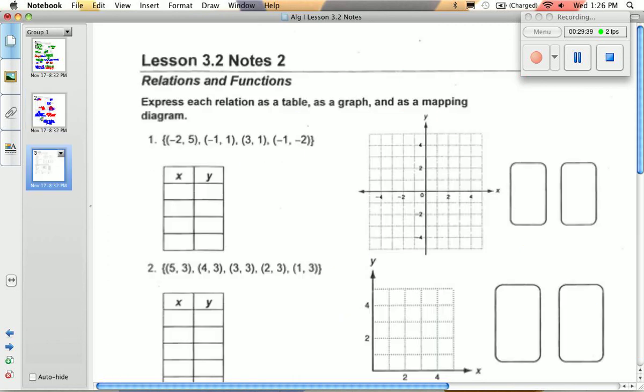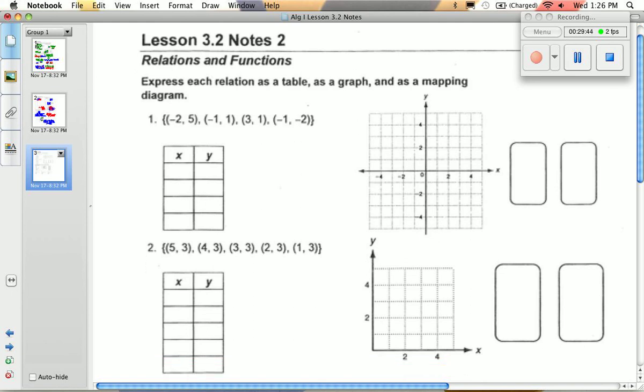Okay, let's go on. We got about 10 minutes to finish up here, and we got more to do. Okay, express each relation as a table, as a graph, and as a mapping diagram. So when it's in a table, the x's and y's need to stay together. In a table, we're going to put the x values in numerical order from least to greatest. So do that first. List your x values in numerical order from least to greatest. But then make sure you go and put the appropriate y value with them. The y values won't be in numerical order.